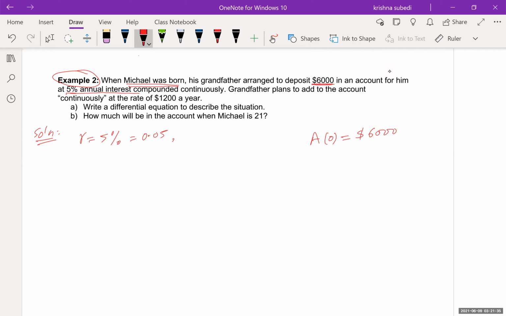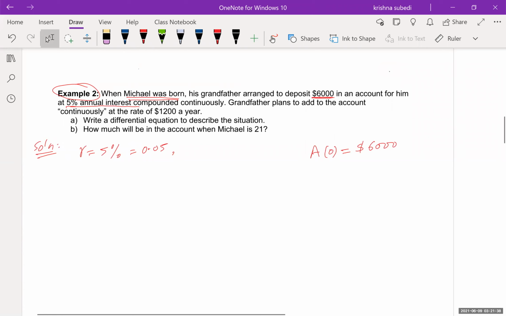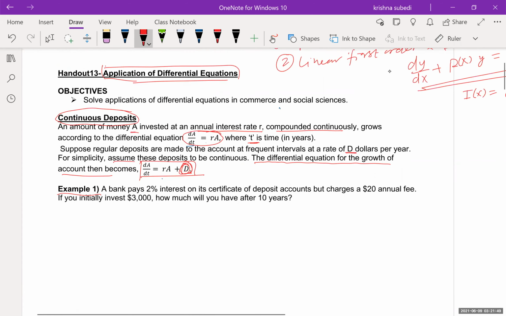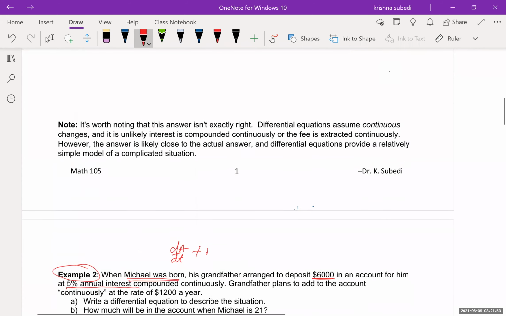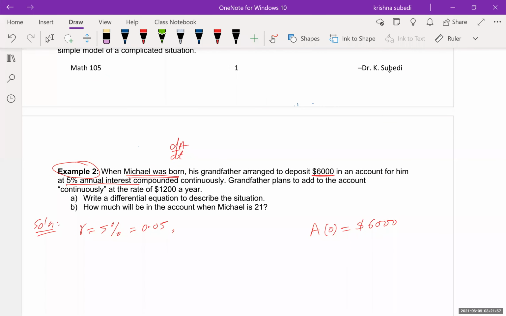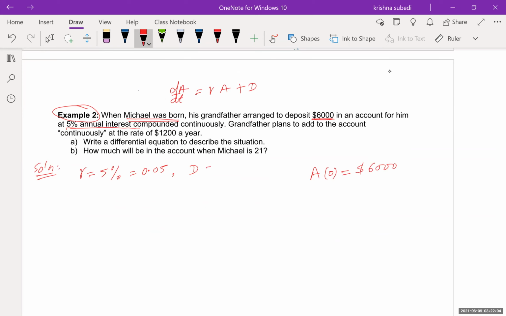Compounded continuously. Now grandfather plans to add, remember the formula here is dA over dt equals RA plus D. So that's the formula that we'll be using. So what is D here? D is this 1,200 because grandfather plans to add to the account continuously at the rate of $1,200 per year. So D is $1,200. So we converted this information, English language, into mathematical language. Okay, we use the mathematical notation to represent the information given in the question.